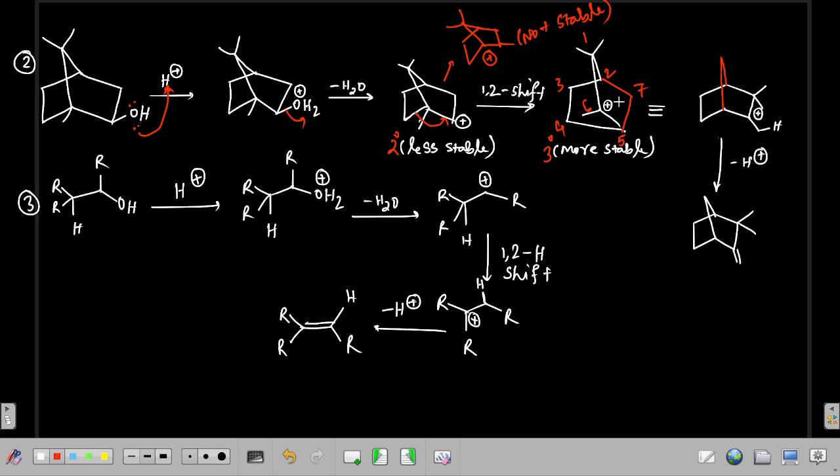Now this 7 carbon will be the bridgehead carbon. So this is 7. Now here the numbering will start from, this is 1, this is 2, this is 3, this is 4, this is 5, and this is 6. Next step, it leads to the removal of this proton, and it leads to the formation of this alkene.